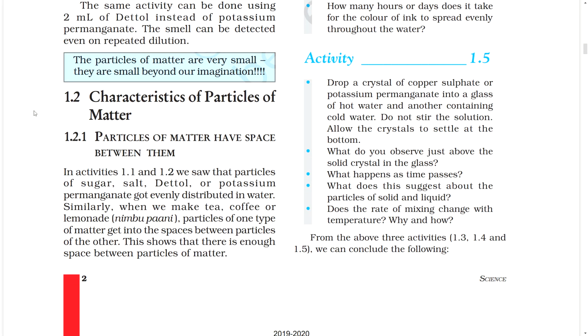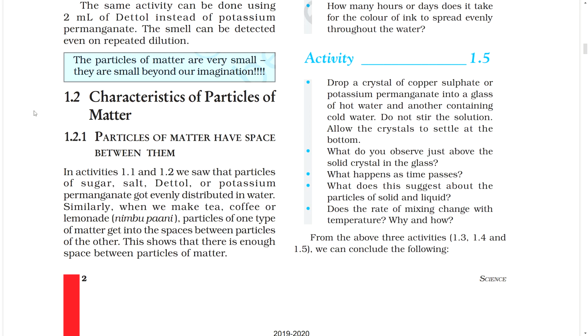Activity. Do this. Drop a crystal of copper sulfate or potassium permanganate into a glass of hot water and another containing cold water. Do not stir the solution. Allow the crystals to settle at the bottom. What do you observe just above the solid crystal in the glass? What happens as time passes? What does this suggest about the particles of solid and liquid? Does the rate of mixing change with temperature? Why and how? Comment on this.